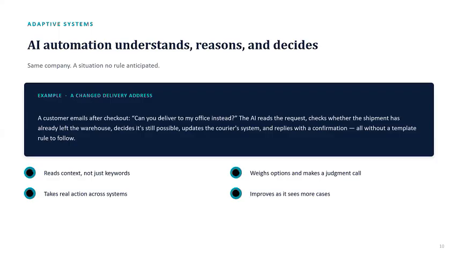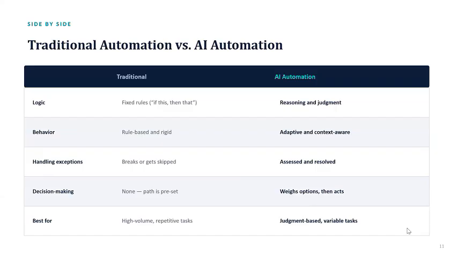I hope you can duly separate fixed logic from the AI intelligence. All right. Now, here is a chart that tries to explain all of that. Fixed logic, fixed rules, reasoning and judgment. Rule-based and rigid follows one path. Adaptive, context-aware. Breaks or gets skipped.